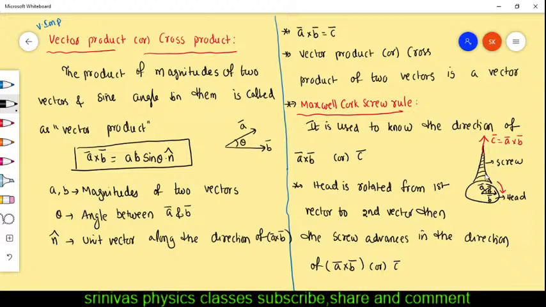wood, right? That means it is based on the direction of rotation. If you rotate in the clockwise direction, the screw moves forward, and if you rotate in the anti-clockwise direction, the screw comes back. This is the direction of C bar. C bar is the cross product of two vectors, given by this rule. When you find the cross product of two vectors A bar and B bar, you get another vector. That vector is in the direction of screw advancement. If the head is rotated from first vector to second vector, then the screw advances in the direction of A bar cross B bar, or C bar.